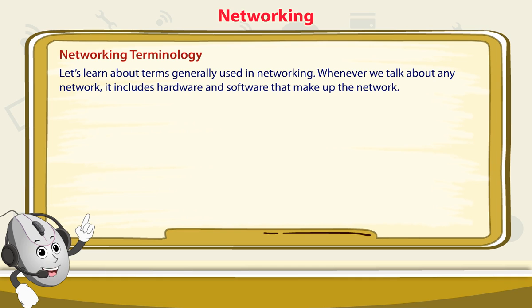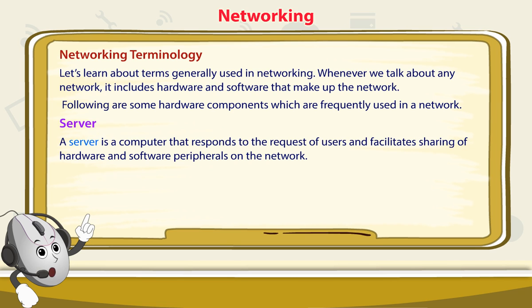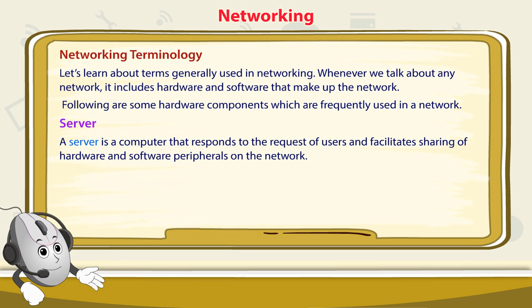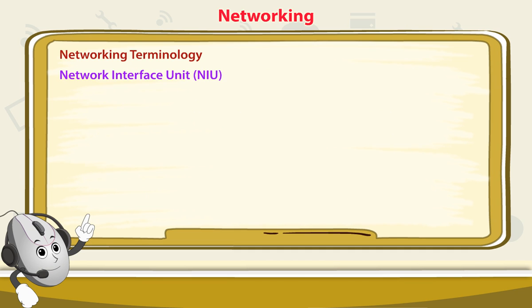Whenever we talk about any network, it includes hardware and software that make up the network. Following are some hardware components which are frequently used in a network. Server. A server is a computer that responds to the requests of users and facilitates sharing of hardware and software peripherals on the network. Nodes. Nodes are the computers that are connected to a network and share all the resources of the network. Nodes are also called workstations.